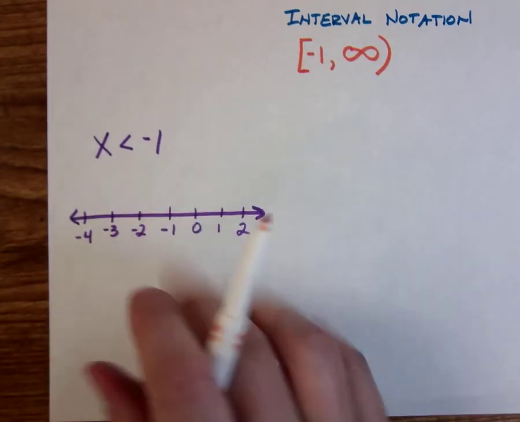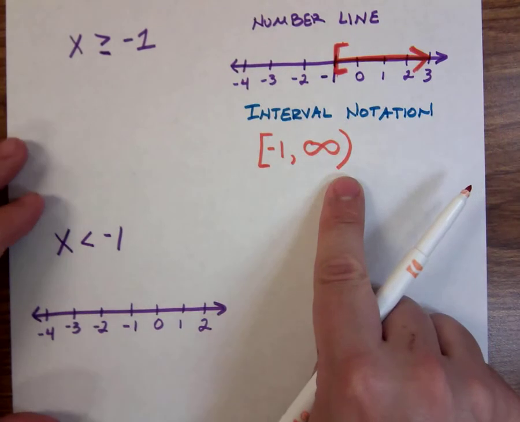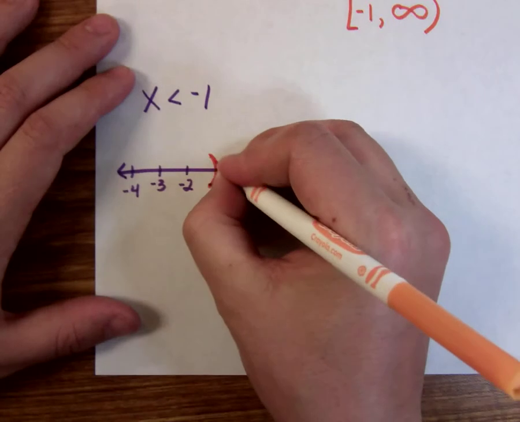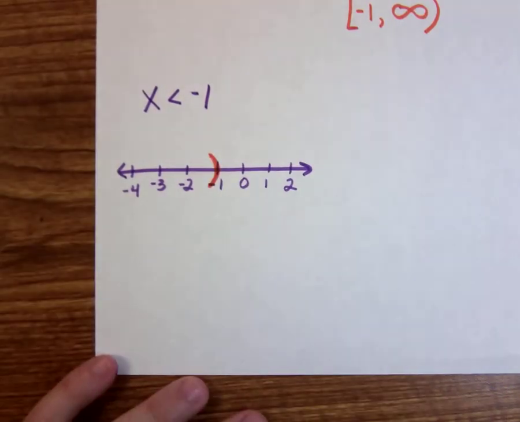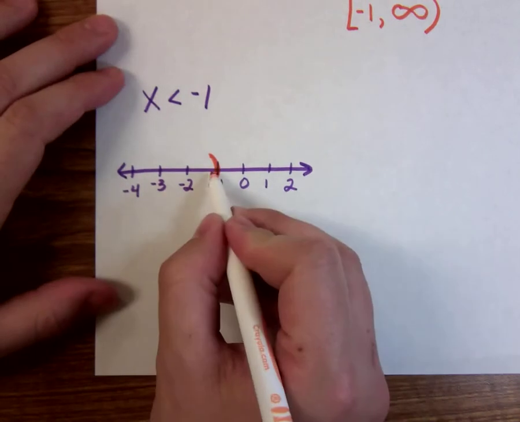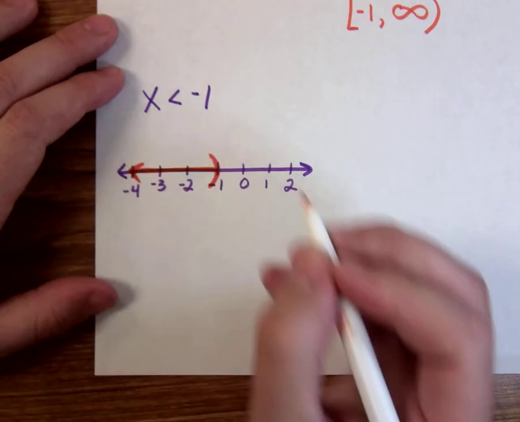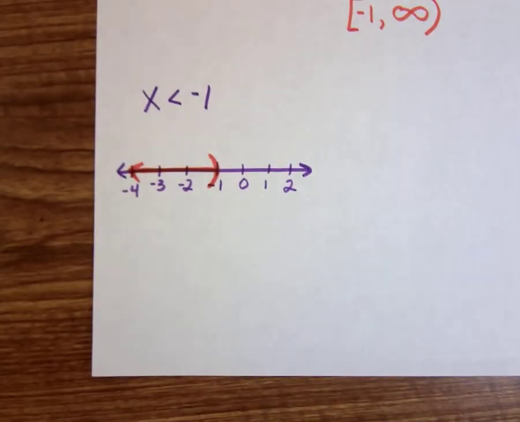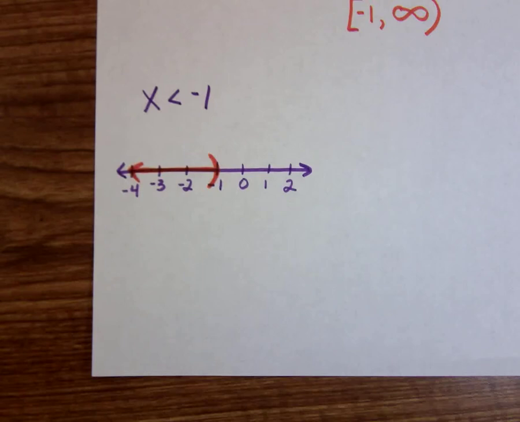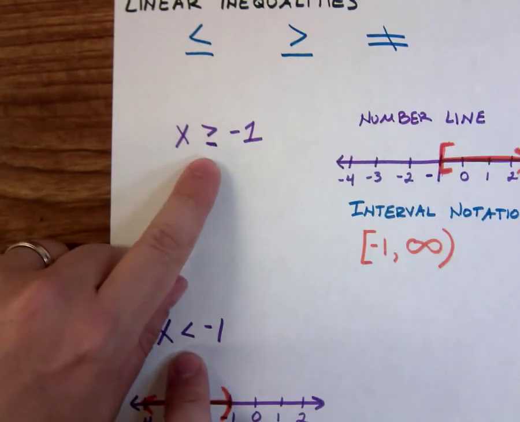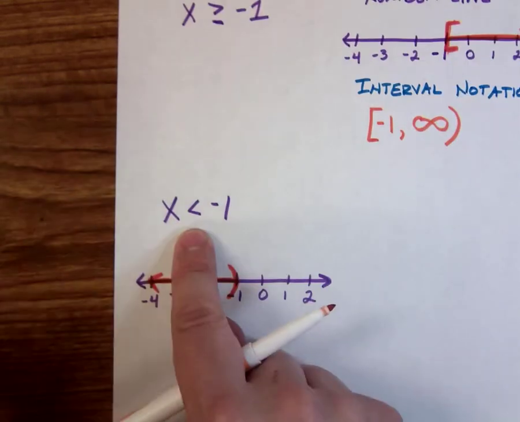How did we write that we didn't want to include a number? With the parenthesis, right? So that's what I'm going to do. I'm going to put a parenthesis on the -1, like that. And then my arrow is going to go this direction, all the numbers lower than -1. You know, it was a bracket, this was a parenthesis. Parenthesis because this one did not have the equal to line, and this one did. Brackets when it equals, parentheses when it doesn't.